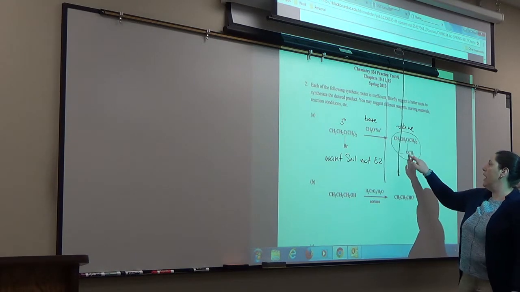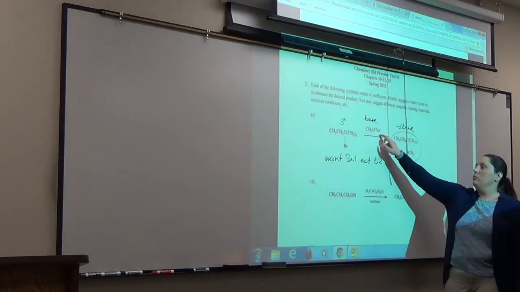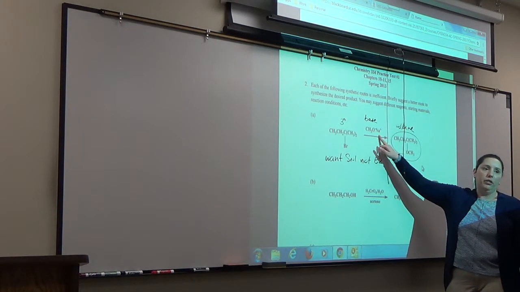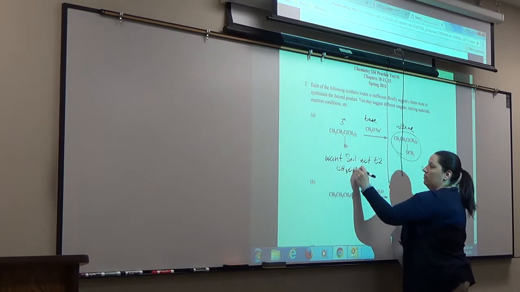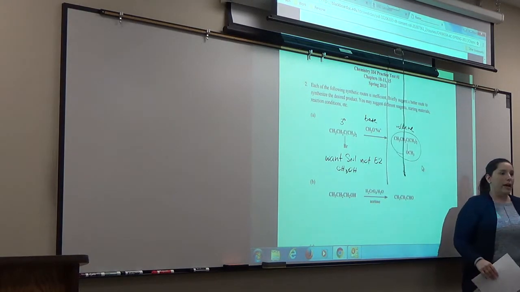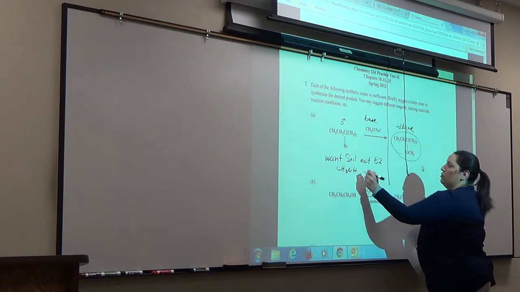So if I want to add this, but I don't want it to be a base, what should I get rid of over here? The sodium, right? I want it to be the alcohol. Does that make sense? Because now it's not a base anymore, right? This is neutral.